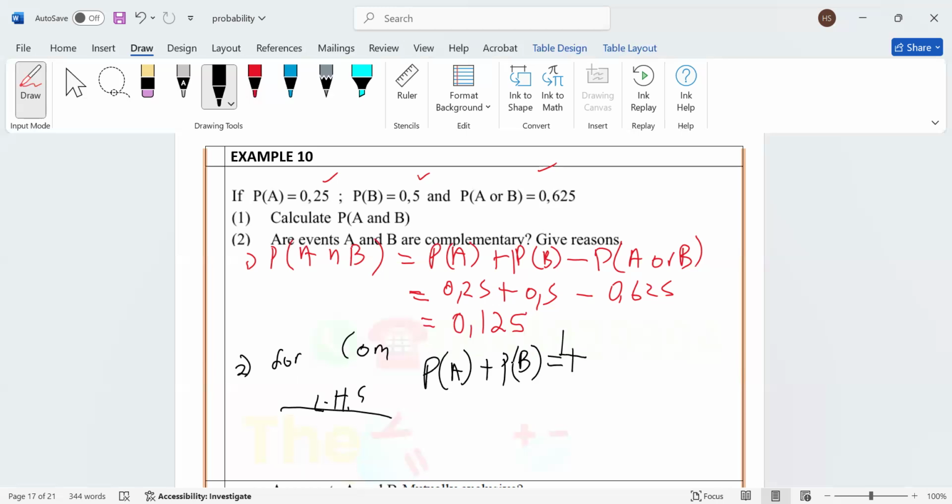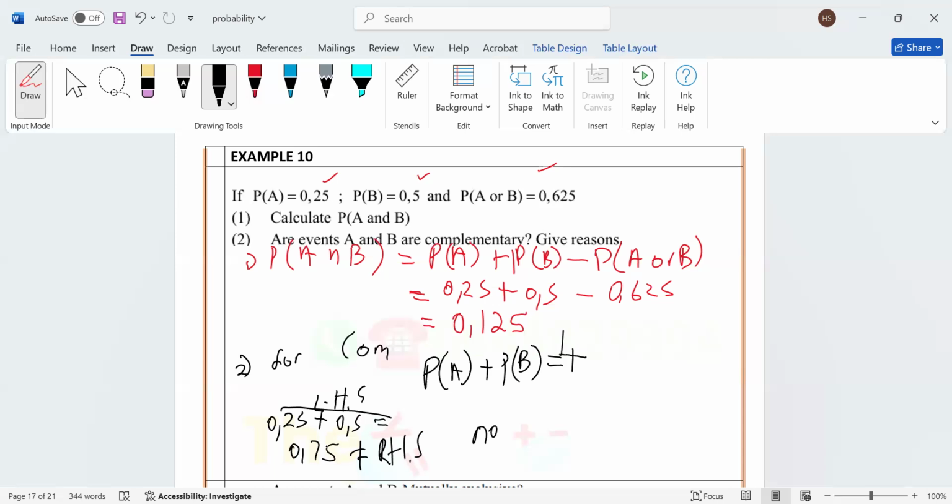Probability of A. Let's go and check. What is the probability of A? 0.25. 0.25 plus 0.5, what is that equal to? 0.75. Now you can clearly see this is not equal to the right-hand side. If it was equal, then I would say they're complementary, but they are not equal. So are they complementary? No, they are not. And this is our reason why: we have shown that the left-hand side is not equal to the right-hand side.